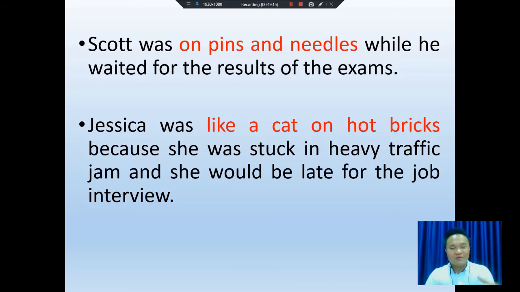Okay, and give a very bad impression to my boss. Okay, so these are the things that idioms do. They give effect, a very powerful impact to your narrative essay.